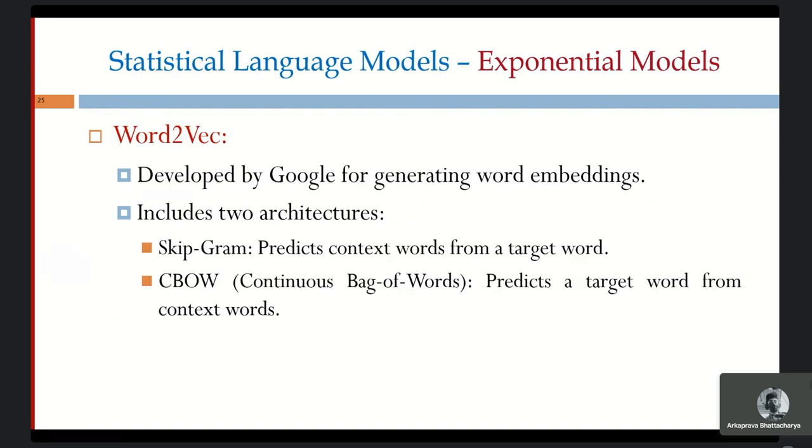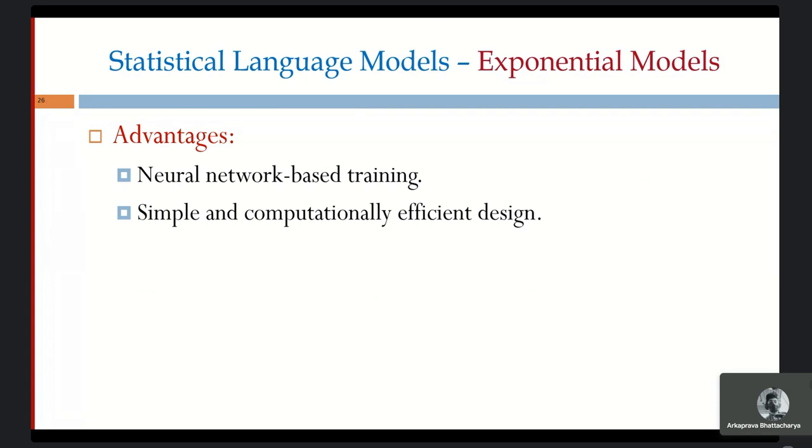Next, you have word2vec, which was developed by Google for generating word embeddings. It includes two architectures. One is the skipgram, and the other one is the CBOW, that is the continuous bag of words. The skipgram model predicts the context words given the target word. When it comes to CBOW, it predicts the target word given the context words. So both do things in a reverse way.